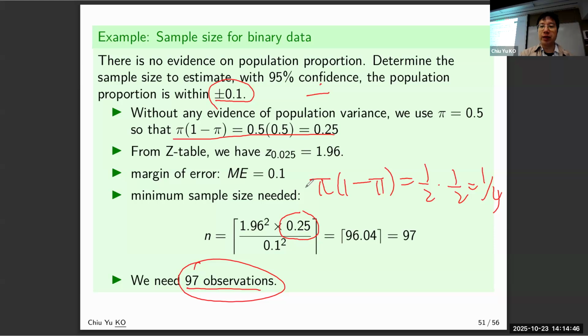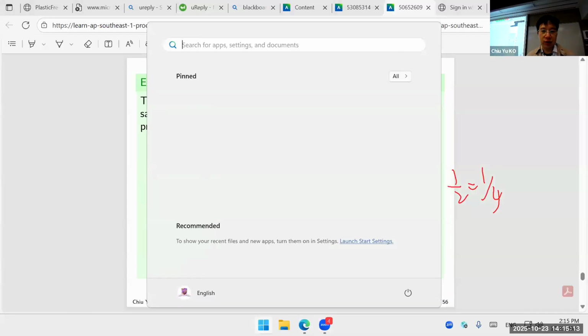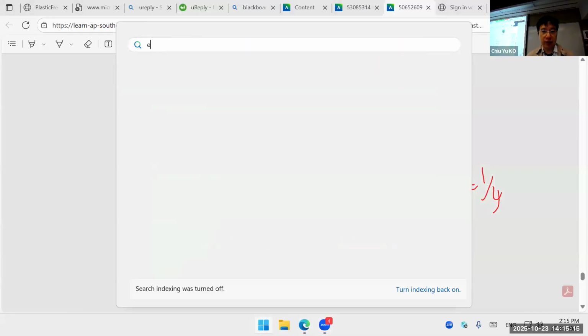If I want it to be, say, 0.01, then how much do I need? Okay, if you don't know, let's do Excel. Actually it's easy, if you know the math, it's easy to see.